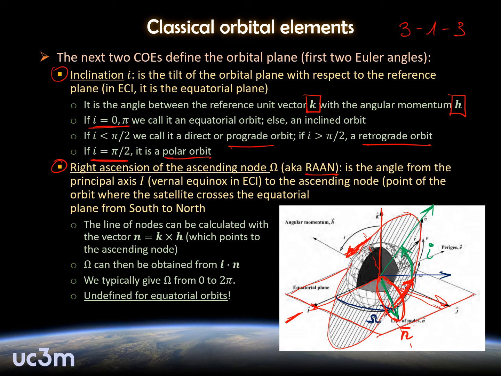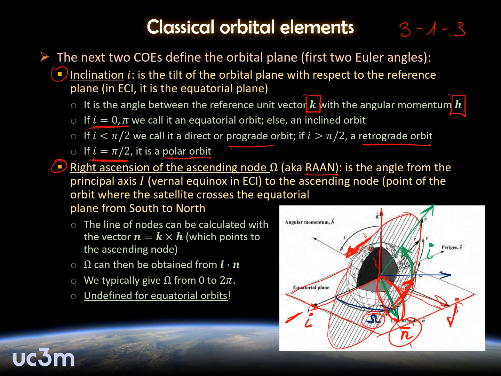So if we can compute this n vector, we can use the dot product with the I vector over here to find the cosine of capital omega. And similarly, we can also compute the sine of capital omega by dotting n with the j vector over here, which is sometimes needed for disambiguating the quadrant of this angle.